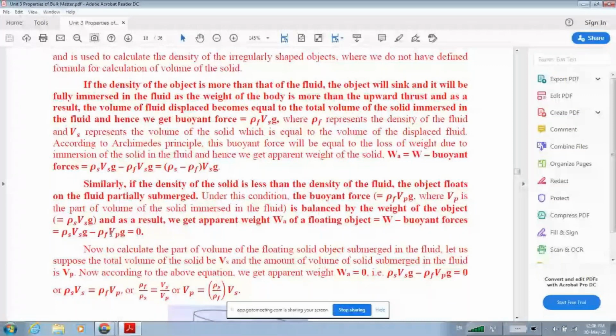So why are we getting the apparent weight of a floating object as 0? It means the buoyant force is balancing the actual weight of the solid. Is it clear? So we get the actual weight of the floating object equal to the buoyant force, and W minus buoyant force is the apparent weight of the floating object, equal to 0.